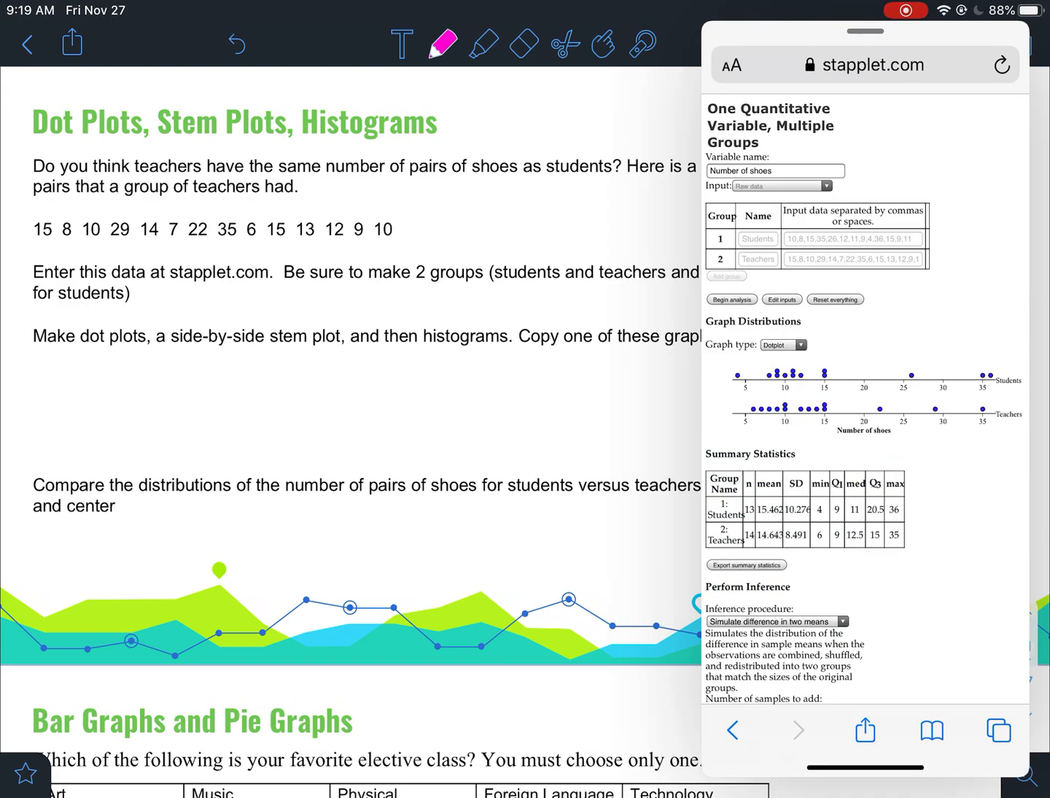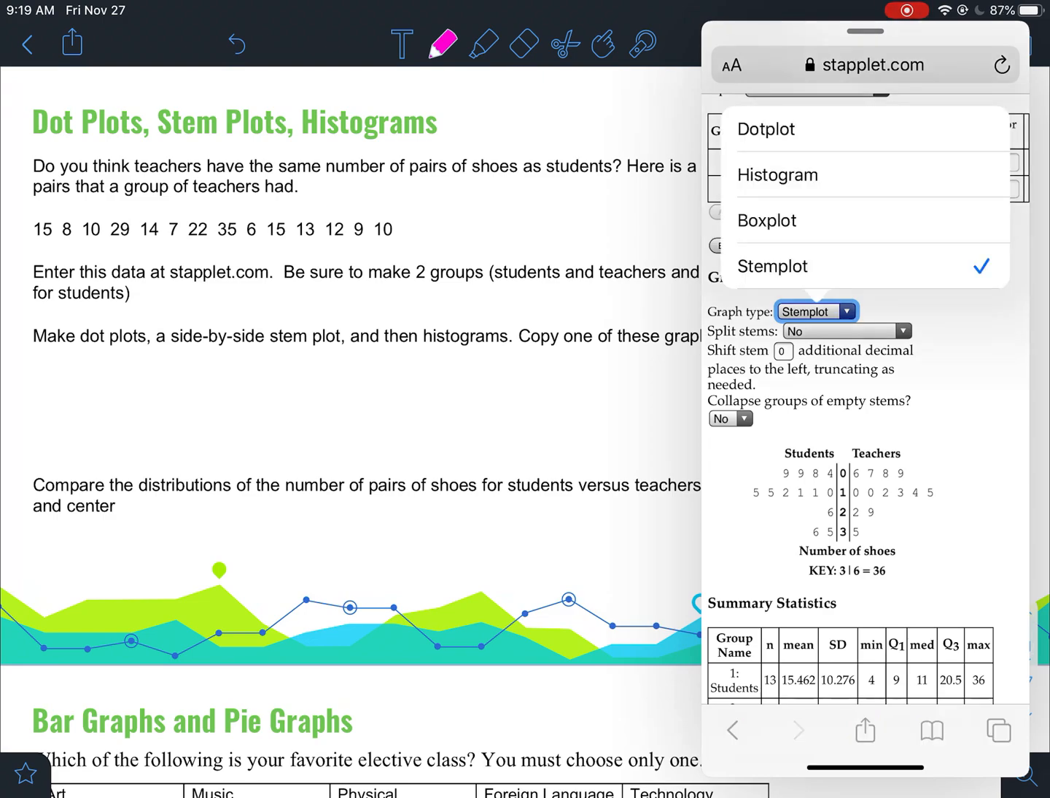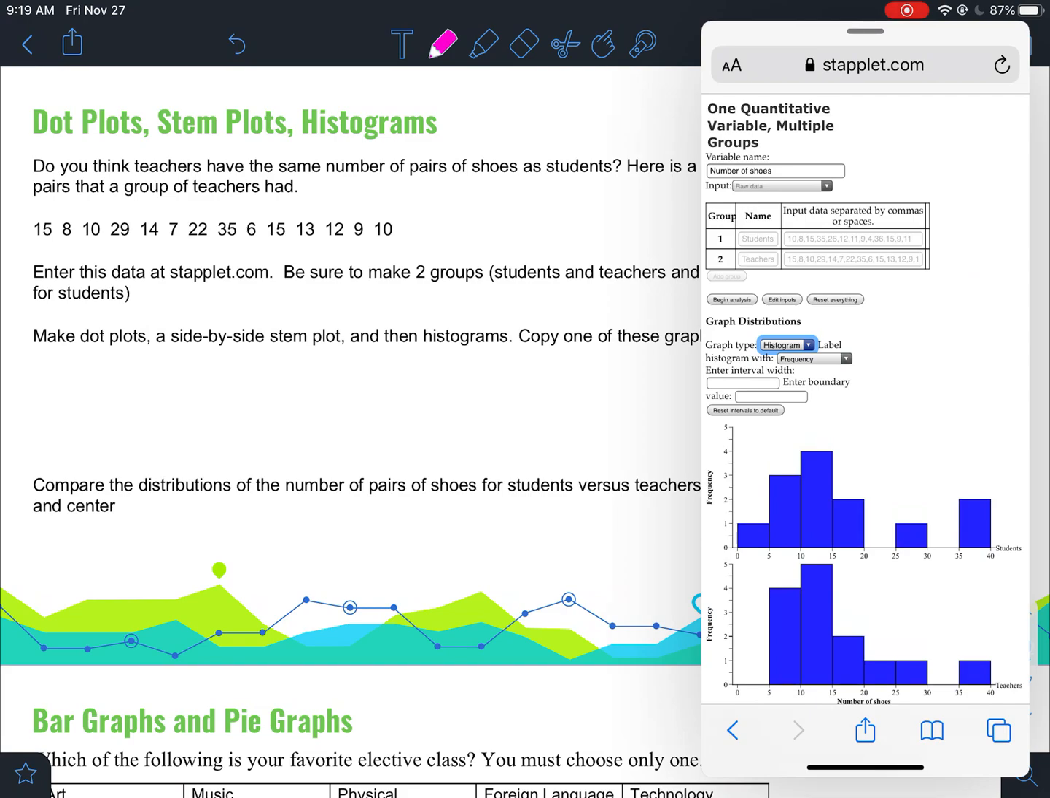All right, so let's begin our analysis. So notice now it's giving us 2 different dot plots, but we can compare them side by side. So notice the spread of the data looks very similar. The number of pairs of shoes for teachers and the number of pairs of shoes for students both look to be hovering with 15 or less. If we looked at our stem plot, again, notice the stem plot side by side. Again, they both look like they're hovering on the 10, so 15 and lower category. Very few of them are more than 15. Or if we looked at the histogram.